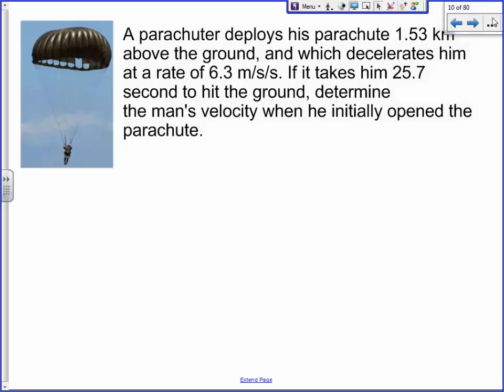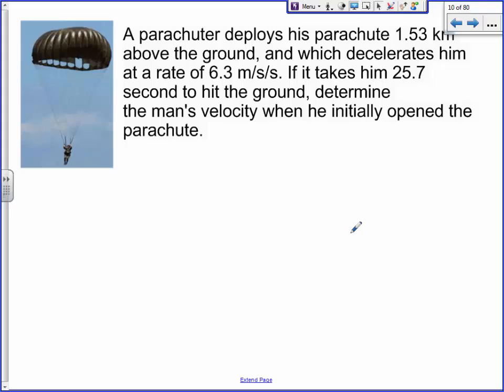I think we did one like this before, actually. There's a parachuter. He's 1.53 kilometers above the ground. And he is being decelerated by his parachute at a rate of 6.3 meters per second per second. I want to make sure we're clear on this. He is still going downwards. But his acceleration is actually trying to pull him back up. Does that make sense? That's what the parachute essentially does, right?